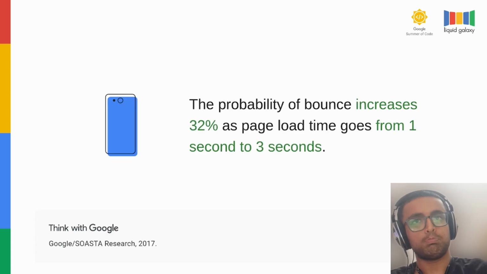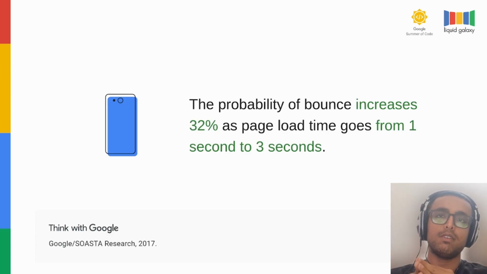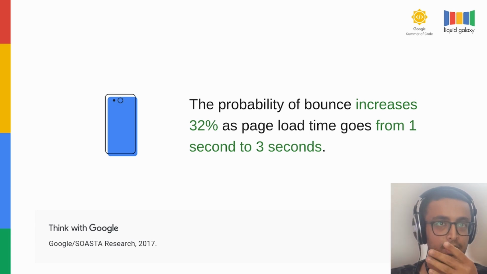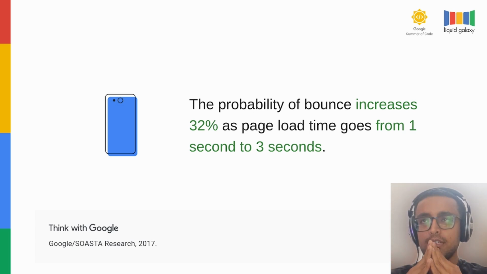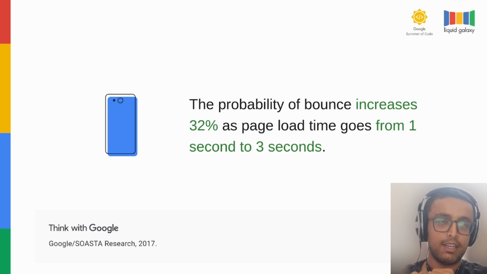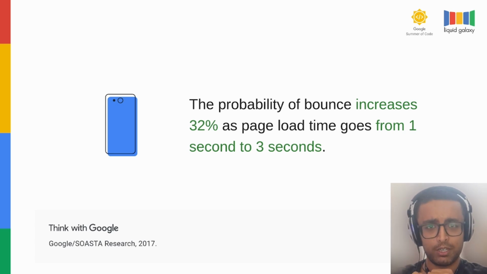And we will continue. Here we have some interesting data from Google. As you can see here, the probability of bounce increases by 32%. First of all, for those of you who don't know what bounce is, let me explain it briefly. Bounce is what a user does when an app is taking too much time. Here it is mentioned from 1 second to 3 seconds. Wondering, okay, that is not a huge deal. 3 seconds is not a long duration of time, right?